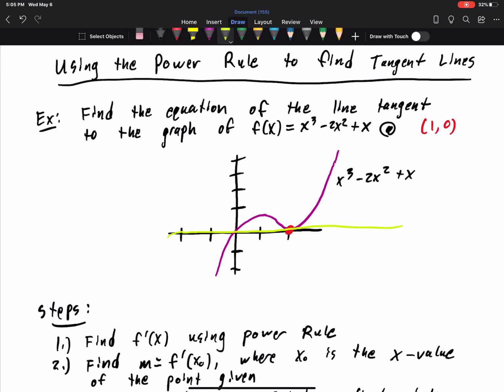The graph of our function is this nice purple curve here, and I'm going to denote this by 1. Our point is going to be (1, 0). Our goal is to find the tangent line, that chartreuse line, passing through that point and touching the graph at one point. So we want the equation of the chartreuse line. How are we going to figure that out?